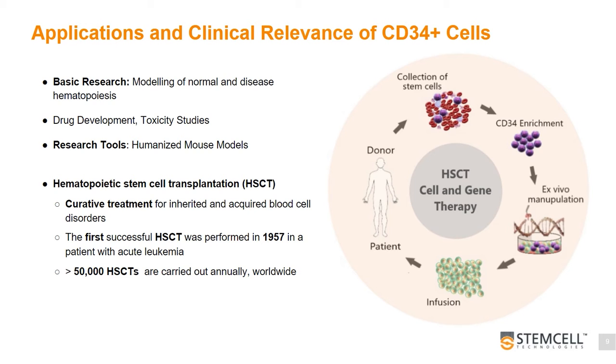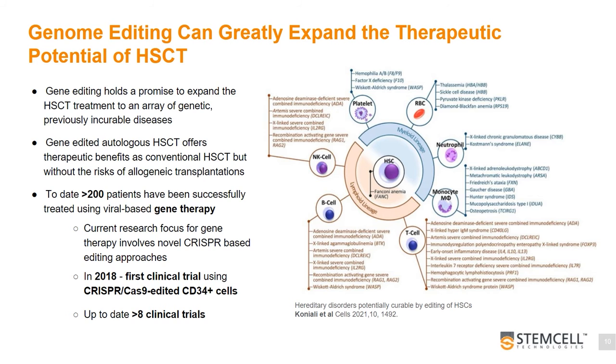As such, hematopoietic stem cell transplantations have been successfully used for over 50 years in clinical settings, with more than 50,000 transplants being currently carried out annually across the globe. Therapeutic potential of hematopoietic stem cells can be greatly expanded by advances in gene editing technology, which holds a promise to expand the application of hematopoietic cell therapy to an array of genetic, previously incurable diseases. The spectrum of disorders potentially curable by editing of HSCs is highlighted on the graph here.